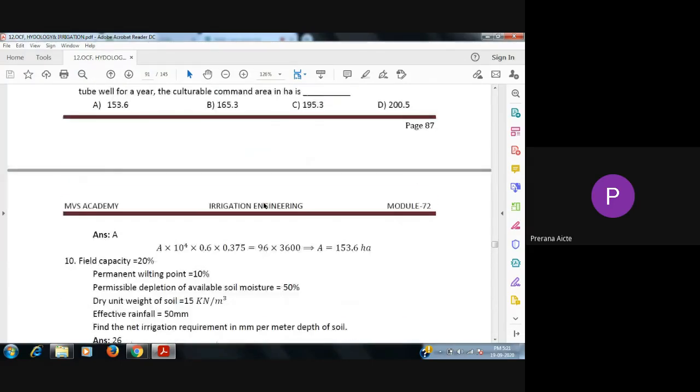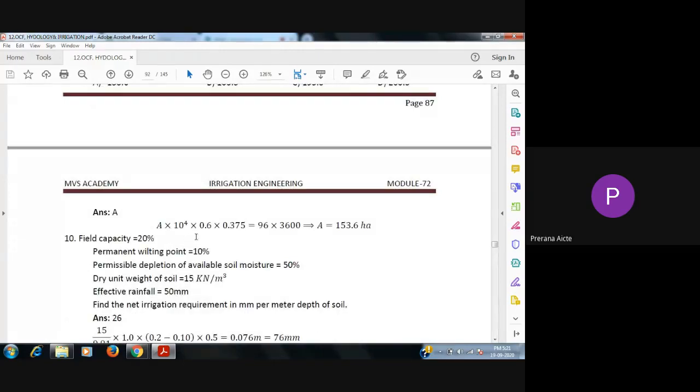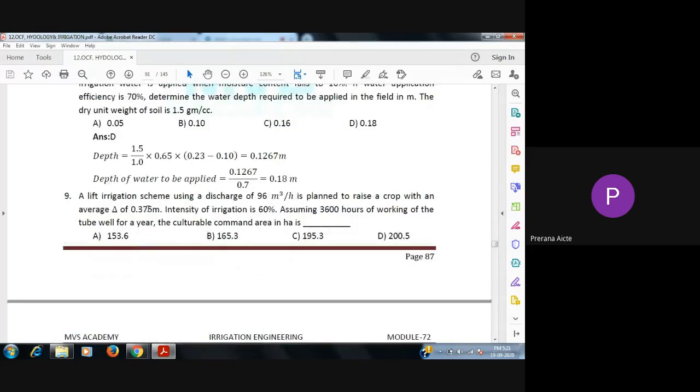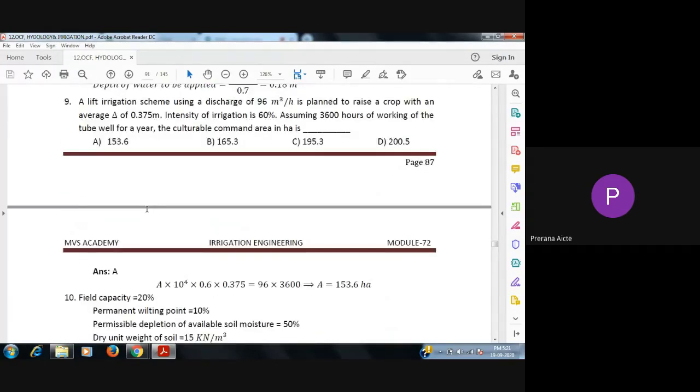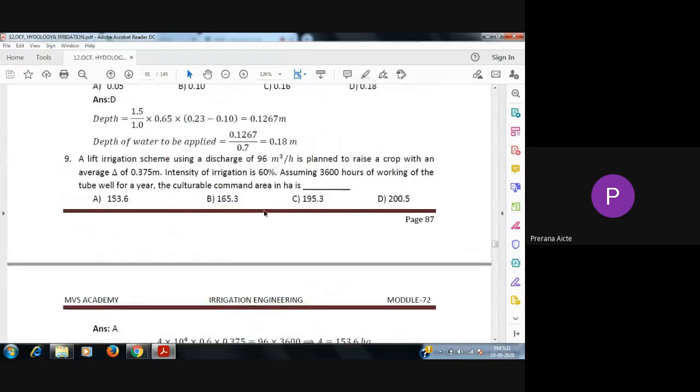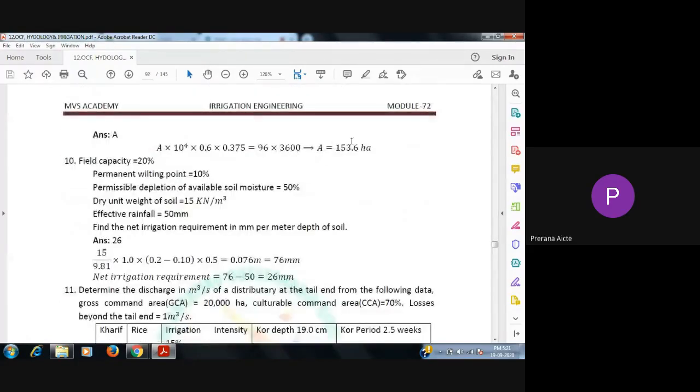Area in hectares, with only 60% required, right? The delta, the total depth of water required, is 0.375, equal to 96. What is 96 actually? It is the discharge of 96 meter cubed per hour, multiplied by the number of hours, which is 3,600, and by 0.6. So the command area is 153.6 hectares.